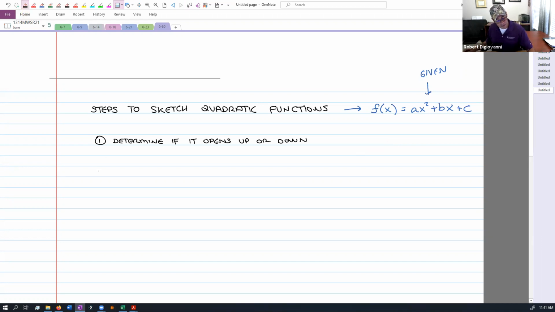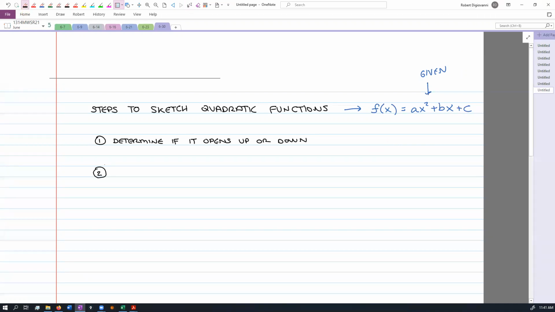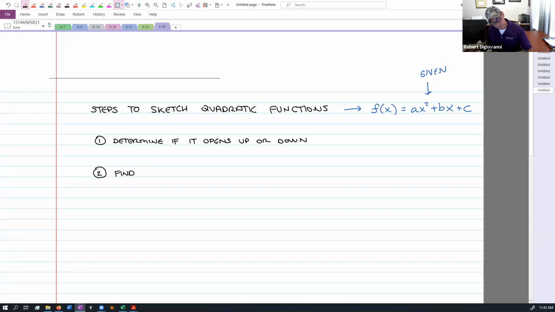Okay, yeah. The second step is to find the vertex. Now, every single parabola has a vertex. We said it, no matter what, every parabola you ever draw will have a vertex. You need to find it. Now, I haven't told you how to find it, right? But I told you there was a formula. So here's the way the formula works.